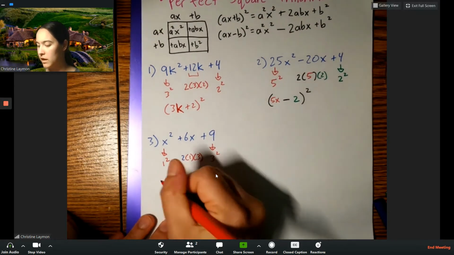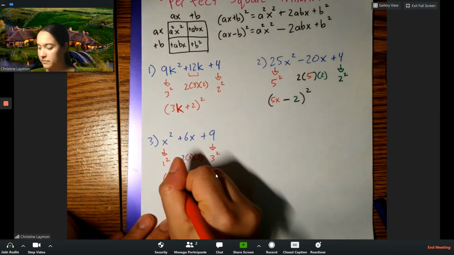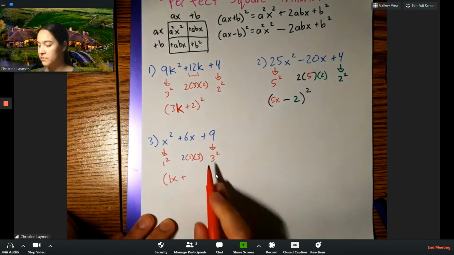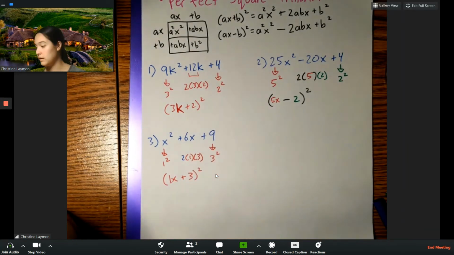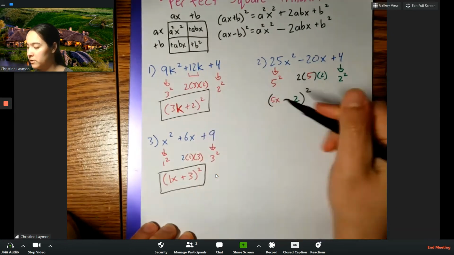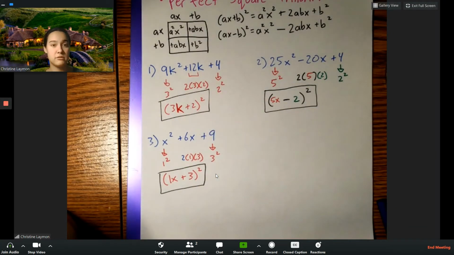So going ahead and dropping them into the pattern, I have 1x. I had a plus sign, so I keep the plus sign, 3. Go ahead and square it. And everything we found there, those are our final answers. So here's a final answer, and this one, and that one. And again, you do this if they've asked you to simply factor it.